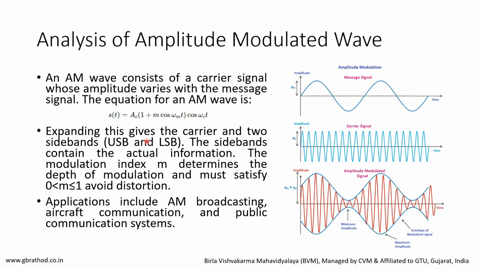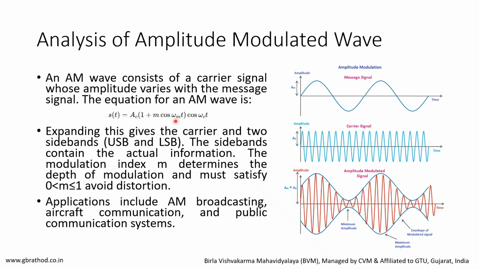Expanding this gives us the carrier and two sidebands, USB and LSB. USB stands for upper sideband and LSB stands for lower sideband. Here you can see the signal that is S of t. S of t is nothing but the amplitude modulated signal. This is the mathematical representation of that signal: A C into bracket 1 plus small m cos omega m t, bracket over, and it is whole multiplied with cos omega c t.